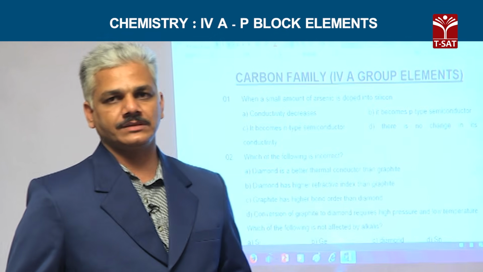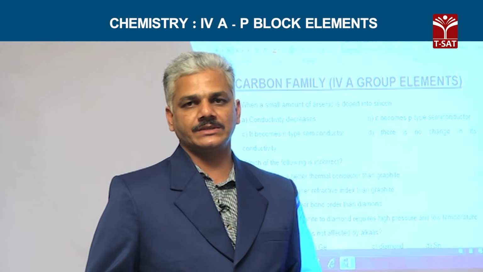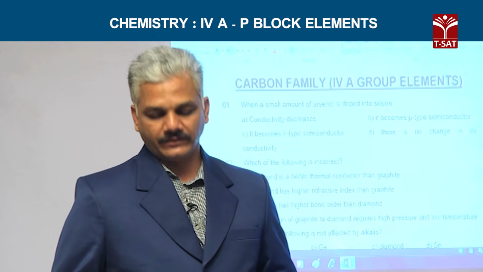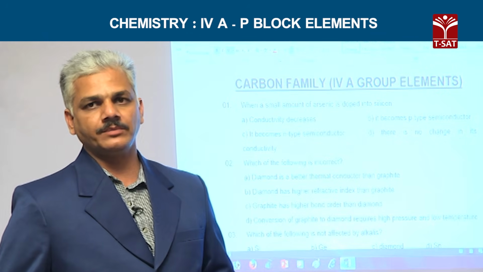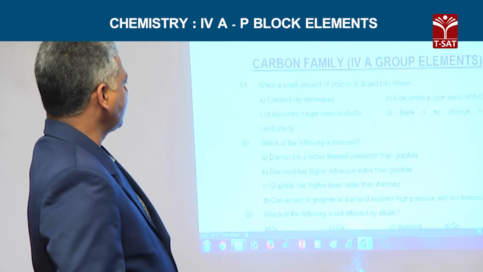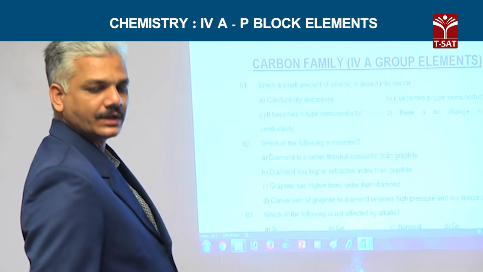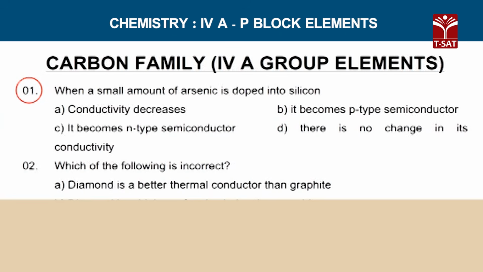Now let us see some of the previous questions that came in various entrance examinations based on 4th A group elements. When a small amount of arsenic is doped into silicon, the given options are A.